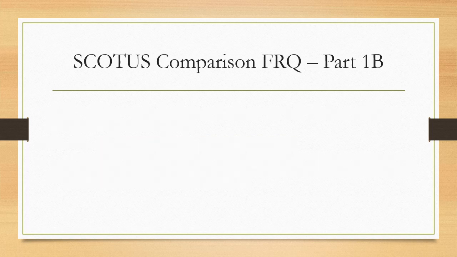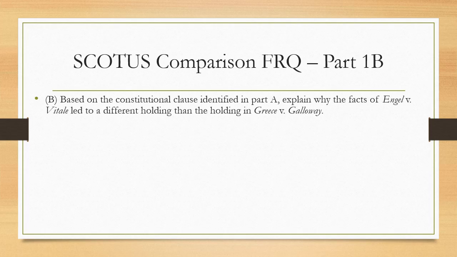All right, let's go through Part B. Now, I will admit, Eagles, this is one of the hardest points to score on your AP exam, but if you just write it how I ask you to in this presentation right here, you'll do fine. You'll score both points on the rubric. Okay, so here we go. Based on the constitutional clause identified in Part A, explain why the facts of Engel v. Vitale led to a different holding than in Greece v. Galloway. Okay, now, again, there are 2 points on the rubric.